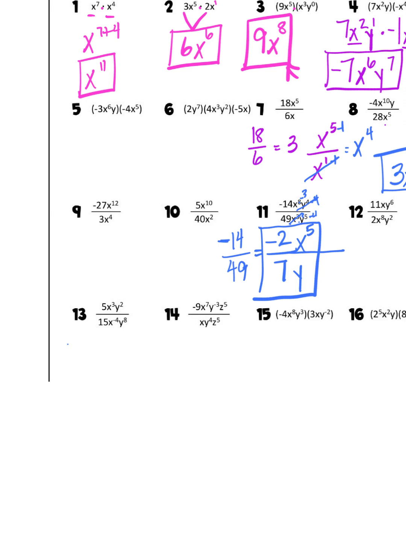I'm going to do the same thing with my plain numbers here. So 5 over 15. 5 will go into itself 1 time. 5 will go into 15 3 times. So 5 will go in 1 time. 5 will go in 3 times.